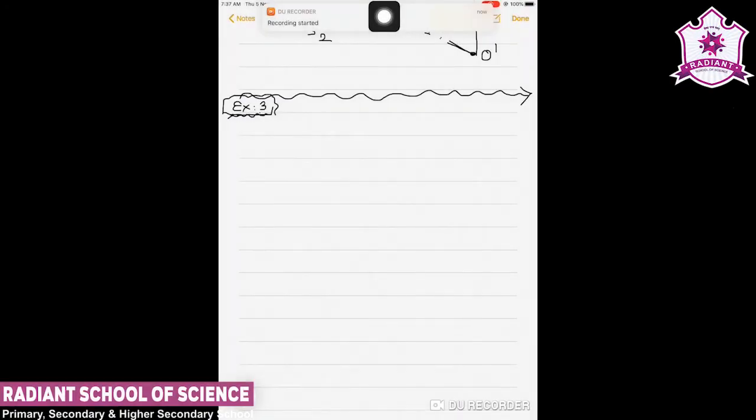Dear friends, today we will discuss some of the examples from numericals and exercise of chapter number 10. These examples are mostly related to interference phenomena. So now we will start with illustration number 3, that is example number 3, illustration from textbook.